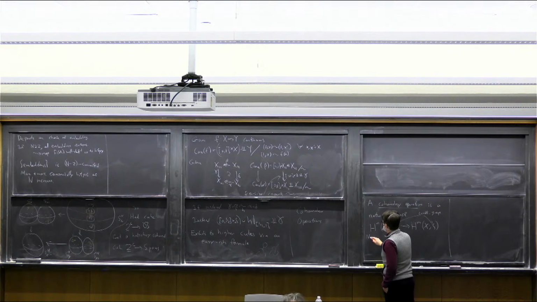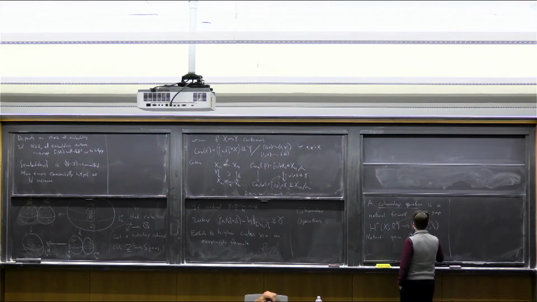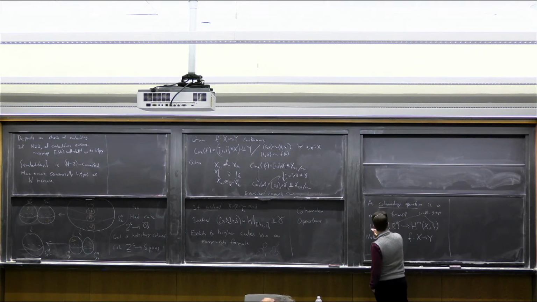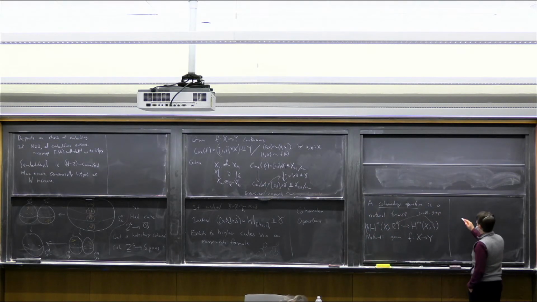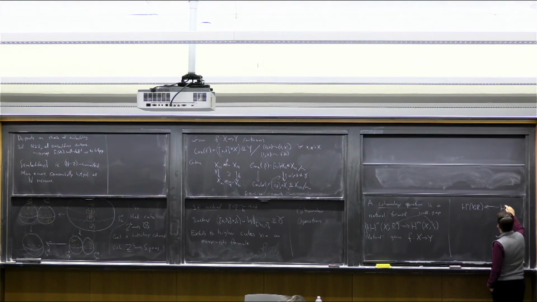So by natural I mean, given f from X to Y. Let me give this a name. Let's call this eta, which is a sort of traditional-ish name. So given f from X to Y, I can write a diagram: H^n of X, R, and H^n of Y, R, with f upper star between them. Eta takes me to H^m of X, S, and f upper star to H^m of Y, S.